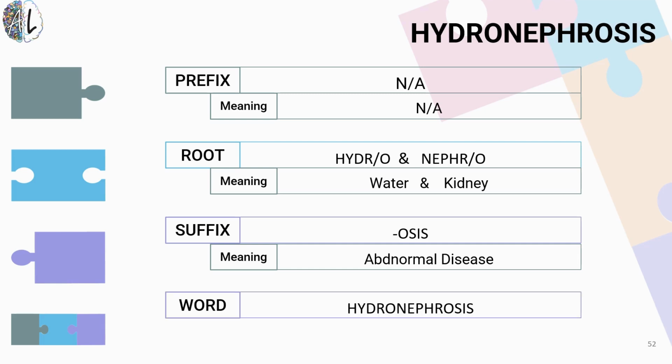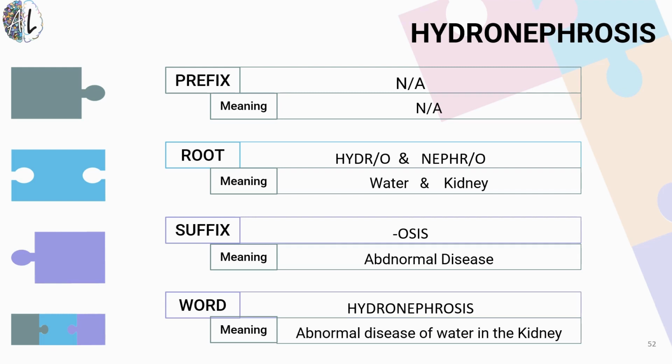So let's take a look at the definition. And again, just as a reminder, we start our definition with the meaning of the suffix. So we're going to start with the terms abnormal disease. And in this case, it's abnormal disease of water in the kidney, on the kidney. Either one of those would have been okay. You do have to be cautious here. There are two root terms, and so you want to make sure that you represent both root terms in your definition. It would have not been acceptable to just say abnormal disease of water or just abnormal disease of kidney. Because both root terms are part of this term, you must include both in your definitions. So you must say abnormal disease of water in the kidney. So make sure that both are represented here.